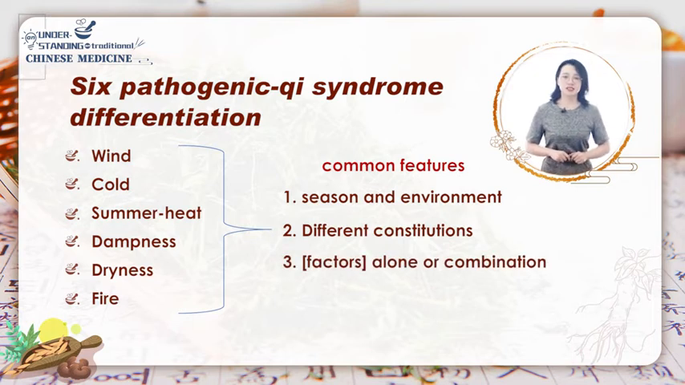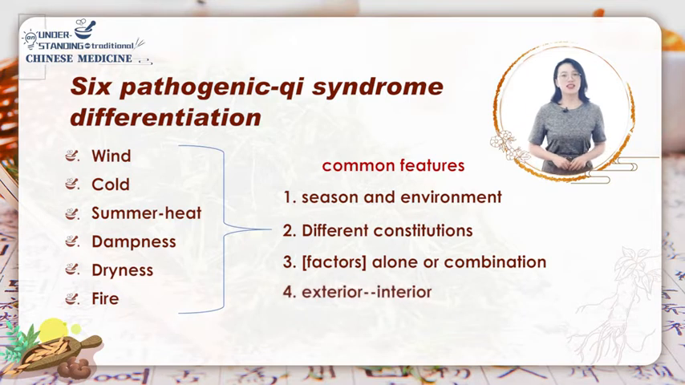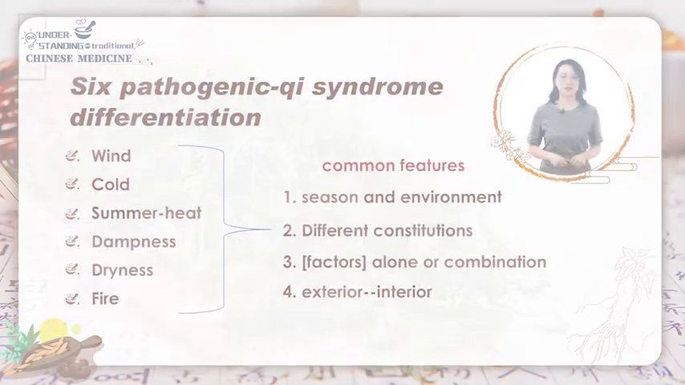Third, the 6 pathogens can cause disease alone, or the 6 can combine together, leading to more complex disease syndromes. For example, wind cold or wind damp heat, etc. Fourth, the 6 pathogens enter through the skin, mouth, and nose, leading to the emergence of exterior syndrome. After further development, they may cause interior syndrome.